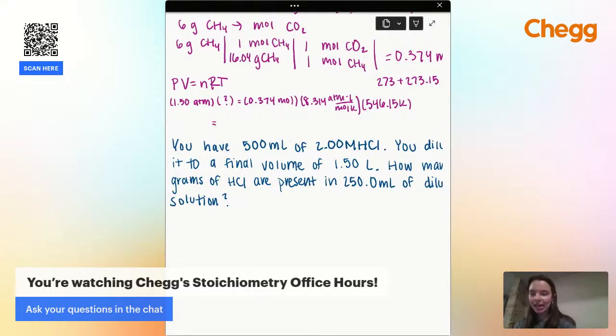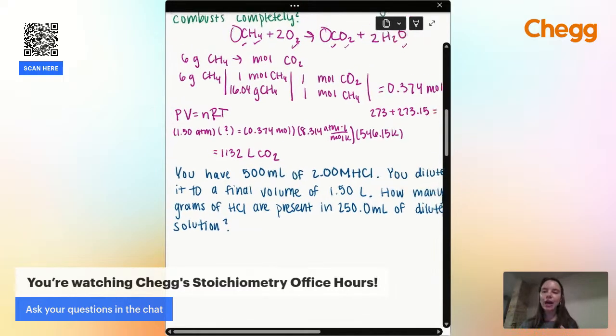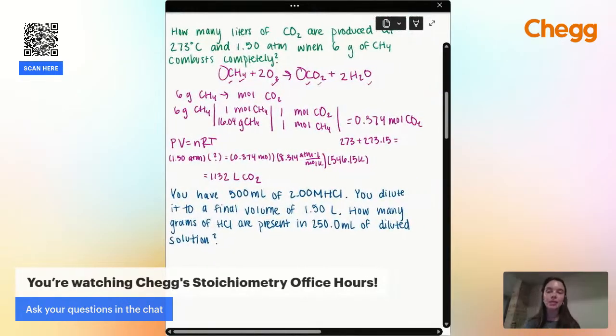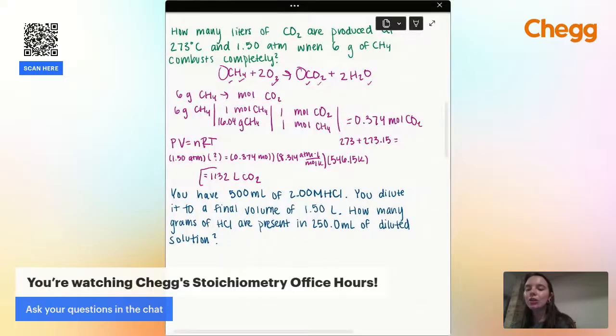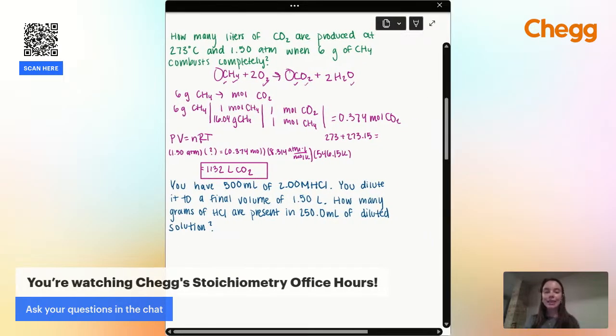We actually have a huge amount of gas. The answer is 1,132 liters of CO2. That's what you get when you solve for the question mark. It also just so happens to answer the question that the problem is asking, which is how many liters of CO2 are produced. Hopefully that made some sense. I know setting up the problem was a little difficult. I think setting up the problem is always the hardest, but if you can set it up, you can solve it correctly. So hopefully that's making sense.